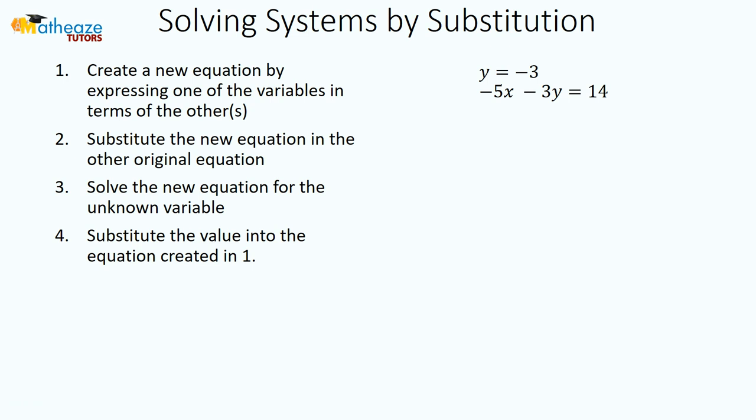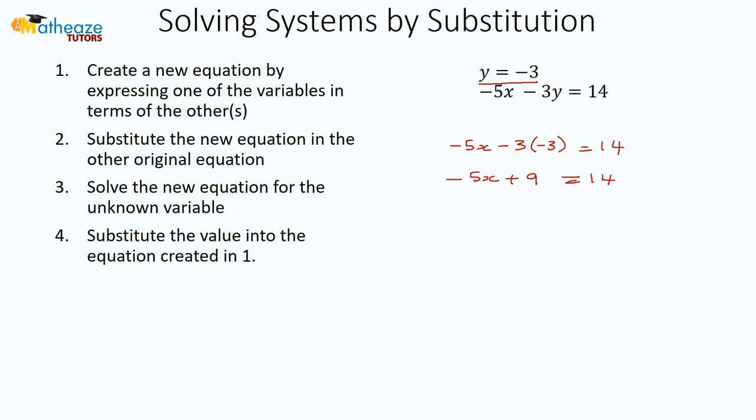So here this is a simple example. Here y equal to negative 3. Because I'm going to use substitution, in the second equation I now have negative 5x minus 3, and then we're told y is negative 3, equal to 14. So we have negative 5x plus 9 equal to 14.